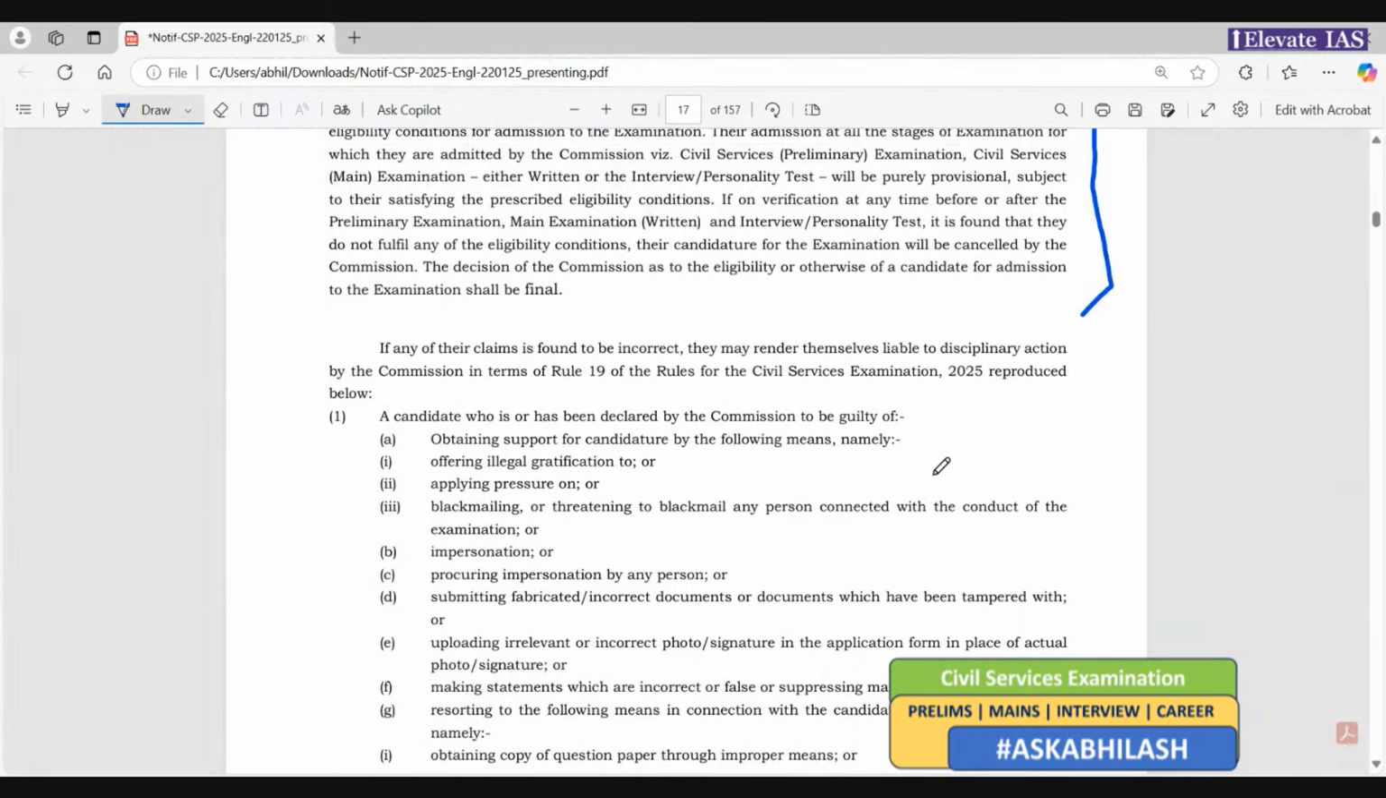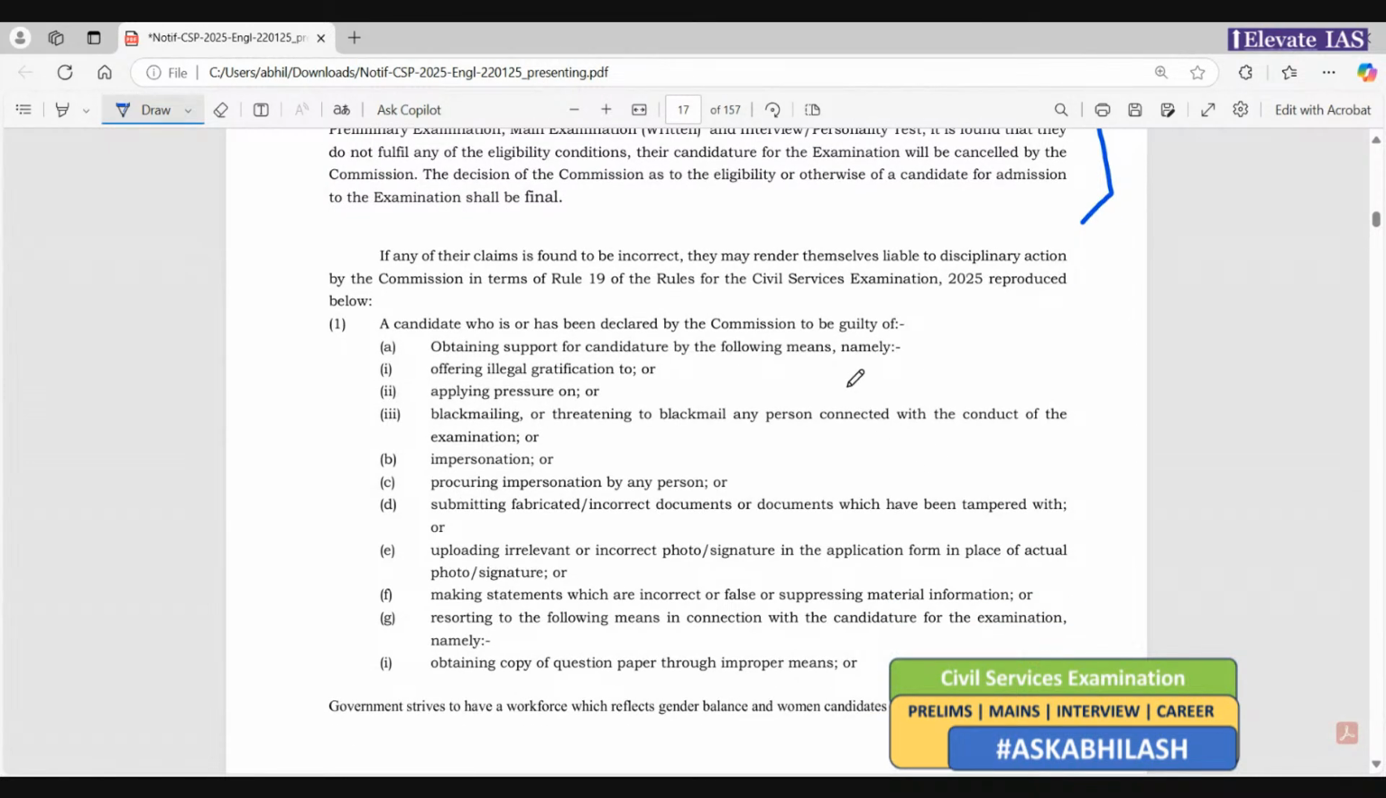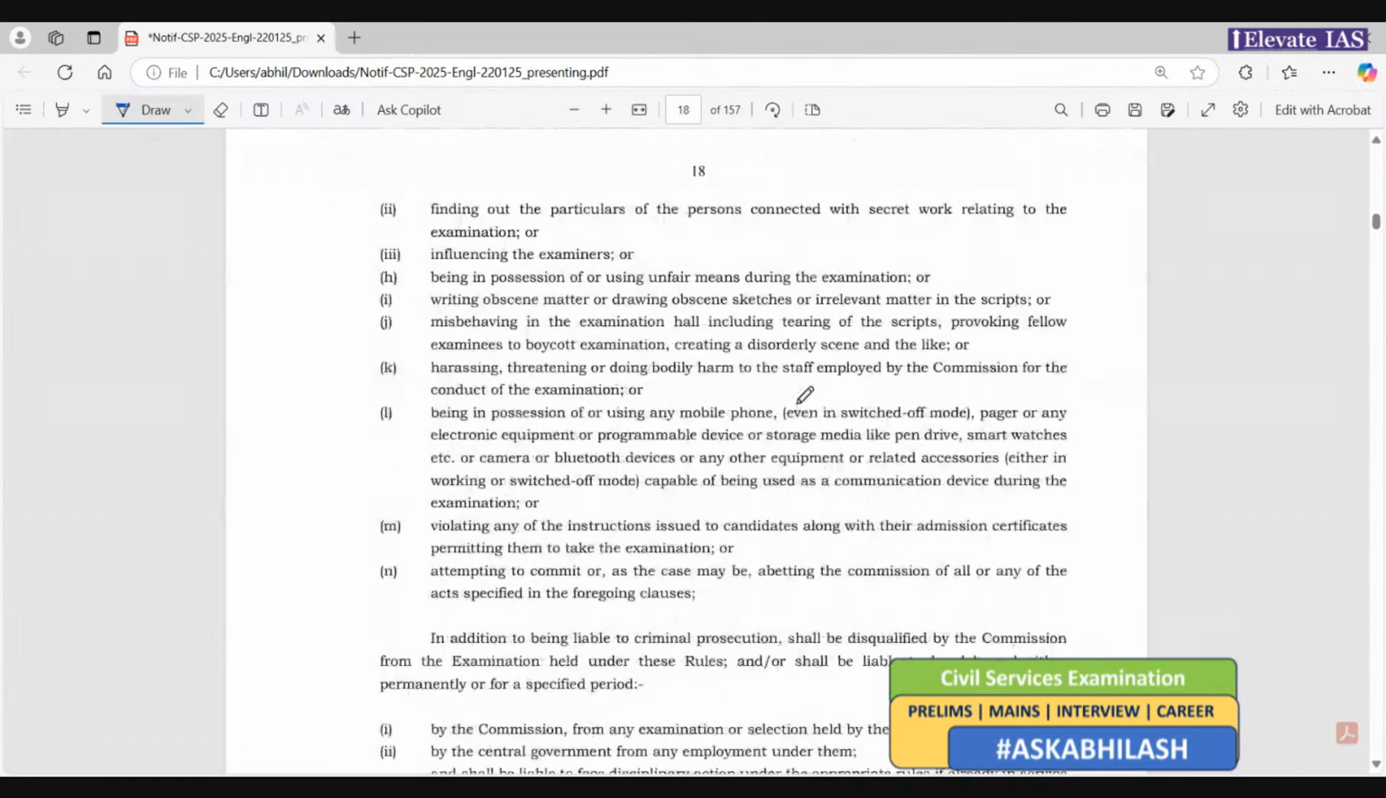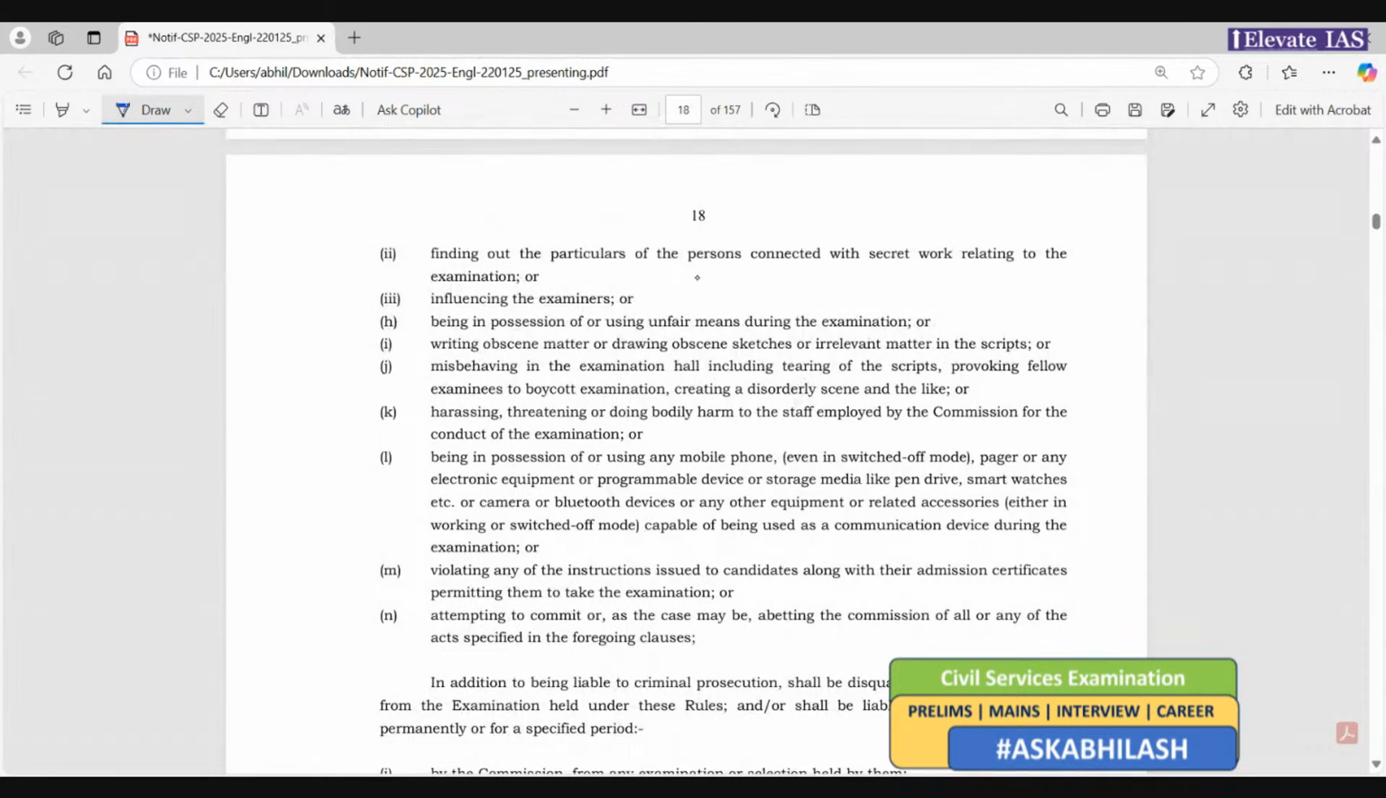See, any of this thing you do, impersonation, if any of this is proved against you, your candidature is cancelled not just for this exam but also for applying for UPSC exams. Please be very, very honest, and you are going to be the example for the world itself, country, youth.